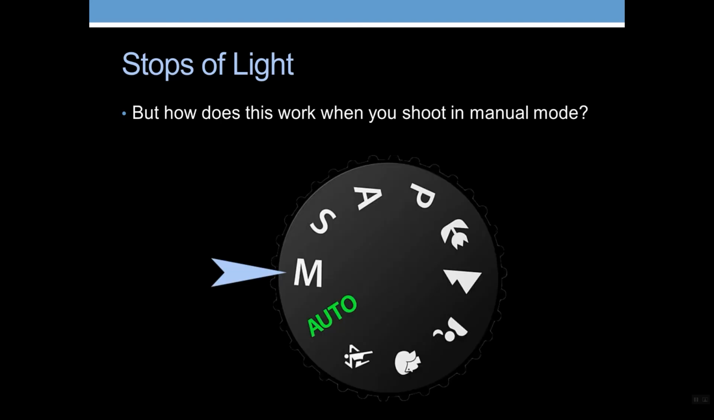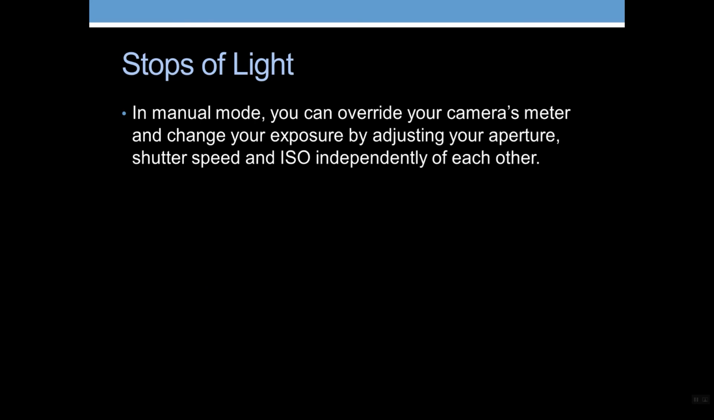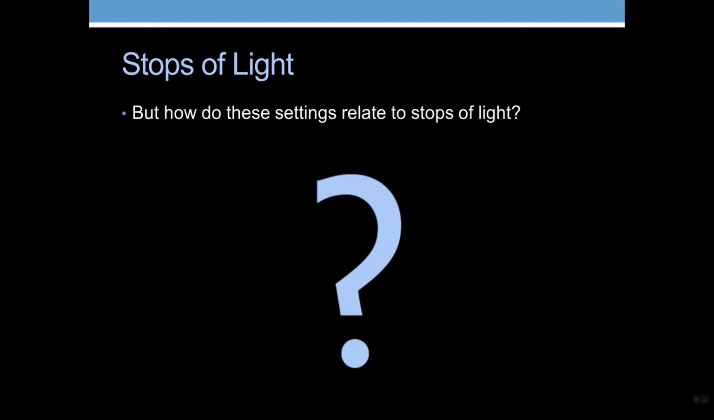But how does this work when you shoot in manual mode? In manual mode, you can override your camera's meter and change your exposure by adjusting your aperture, shutter speed, and ISO independently of each other. But how do these settings relate to stops of light? Well, that's a great question.